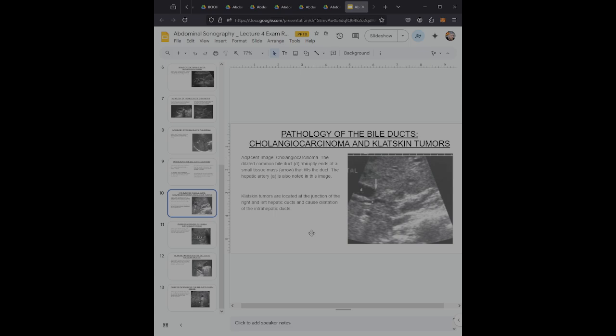These tumors are located at the junction of the right and left hepatic ducts, and they cause dilatation of the intrahepatic ducts. Patients will present with jaundice, pruritus, unexplained weight loss, and abdominal pain. Sonographic findings include dilated intrahepatic ducts that abruptly terminate at the level of the tumor, and a solid mass may be noted within the liver or within the ducts.